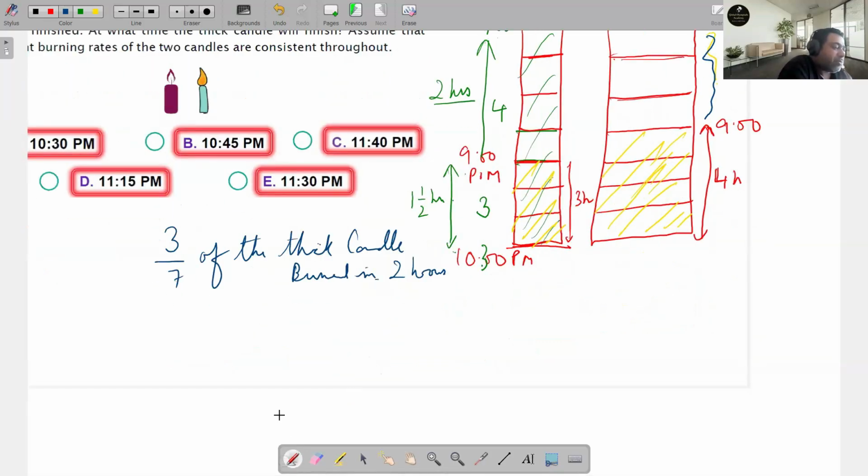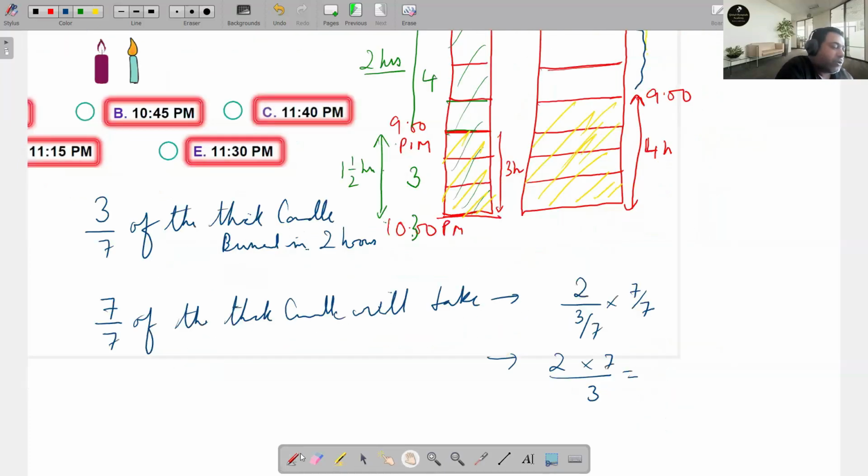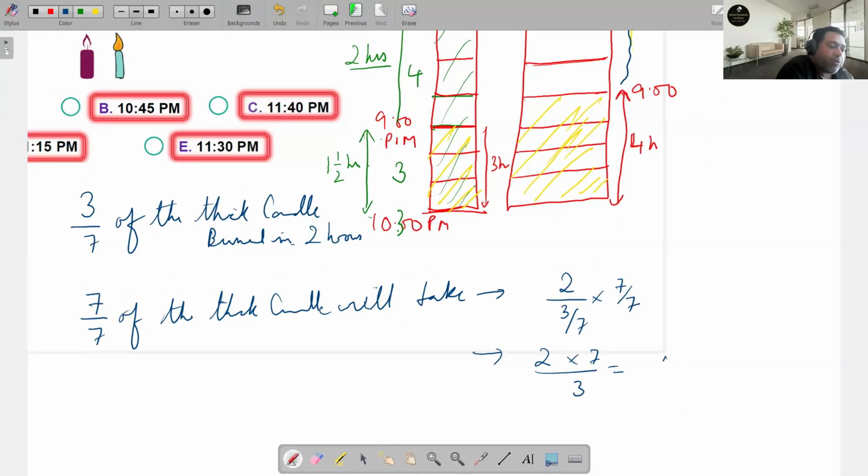So how much time will it take to burn the whole candle? So 7/7 of the thick candle will take how much time? It will take 2 divided by 3/7 multiplied by 7/7. Okay, that is 2 into 7/3, which is 14/3, which is equal to 4 whole 2/3 hours.